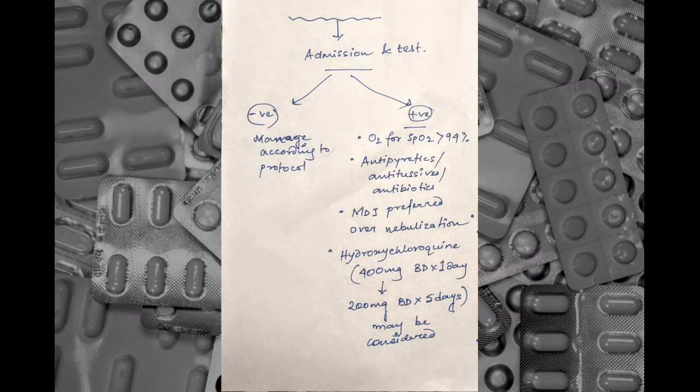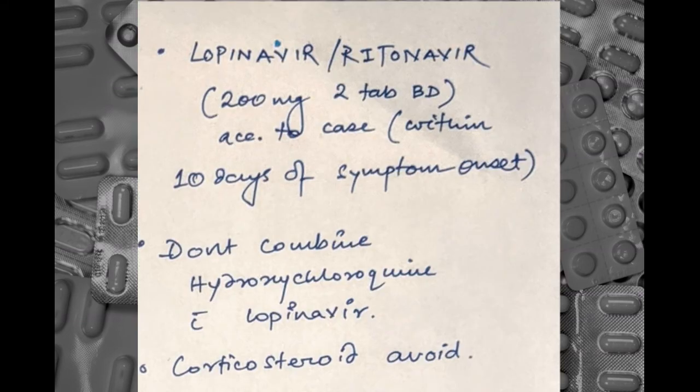So if you're not using this hydroxychloroquine, then your next option is lopinavir or ritonavir. You have to use a dose of 200 milligram, 2 tablet twice daily. And this should be done within 10 days of the first onset of symptoms. So we already know about ritonavir. It is an antiretroviral medication used along with other medications to treat HIV or AIDS. And it is also a part or component of the highly active antiretroviral therapy, HAART. We already know about that.